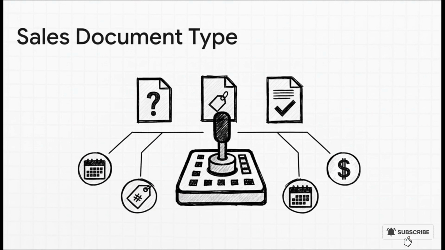First up is the sales document type. This is the big boss. It controls the entire document from the top down. It determines what kind of transaction this even is. Is it a quotation, a standard order, a return? It also controls the document number, default dates, and even whether basic things like pricing are switched on or off.